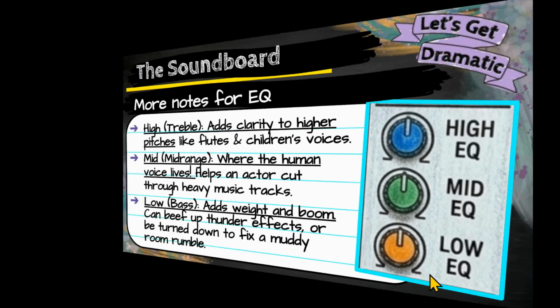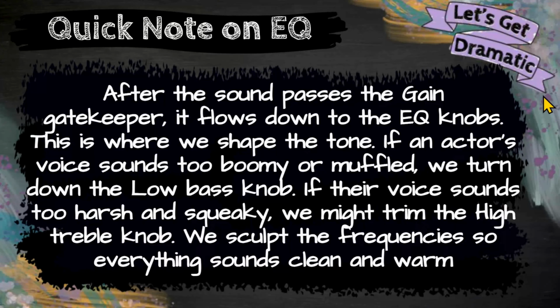After the sound passes the gain, the gatekeeper, it flows down to the EQ knobs. This is where we shape the tone. If the actor's voice sounds too boomy or muffled, we turn down the low bass knob. If the voice sounds too harsh and squeaky, we might trim, which also means turn down, the high treble knob. We sculpt the frequencies so everything sounds clean and warm.